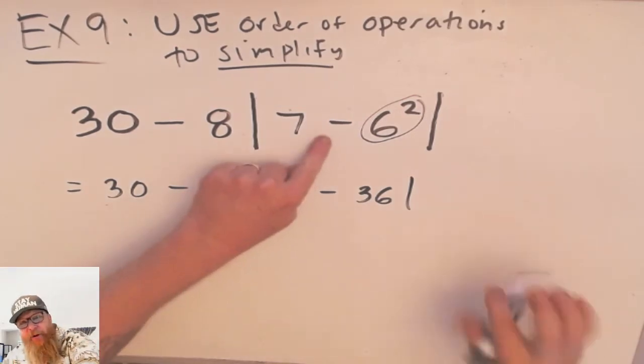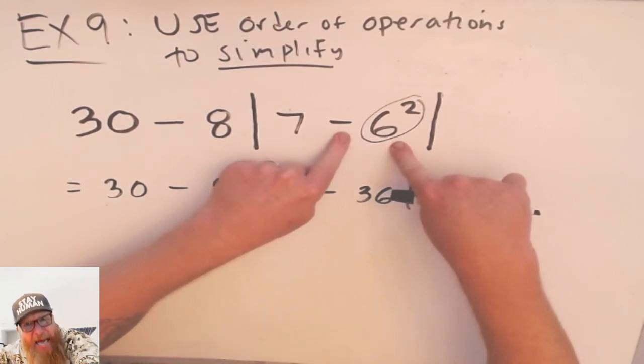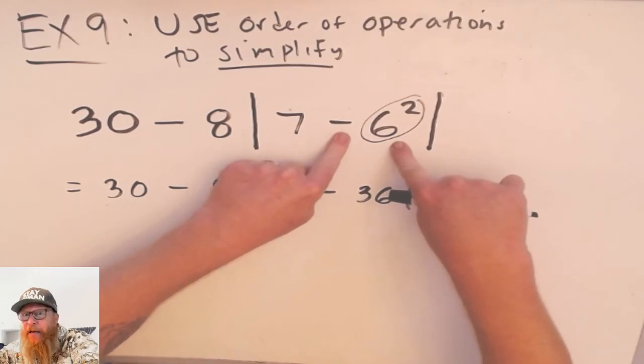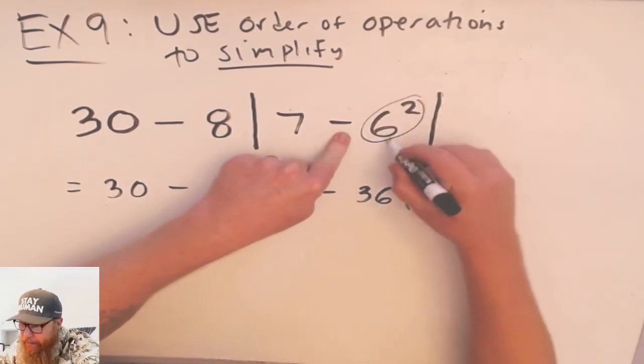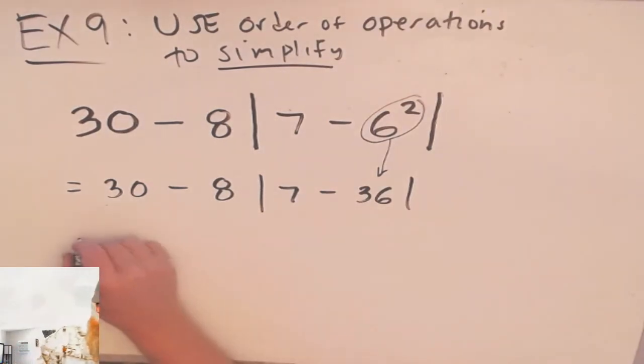And then be careful, there are no parentheses around this. There are no parentheses around that. So that means 7 minus, breathe, and then just 6 squared. It's not negative 6 squared, just like I talked about in the last example.